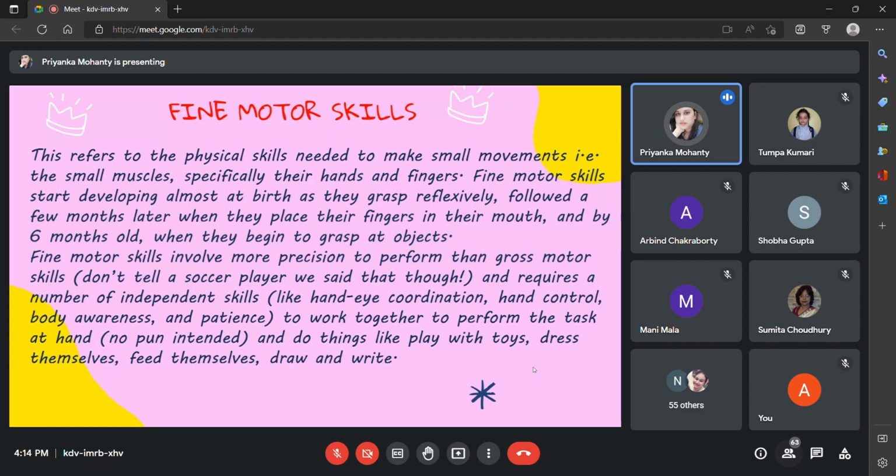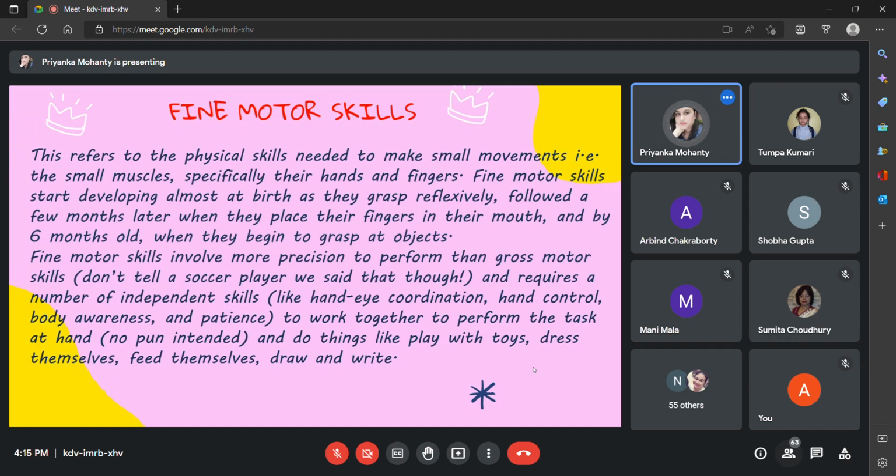Fine motor skills involve more precision to perform than gross motor skills. Don't tell a soccer player we said that. They require a number of independent skills like hand-eye coordination, hand control, body awareness, and patience to work together to perform the task at hand. And they do things like playing with toys, dressing themselves, feeding themselves, drawing and writing.